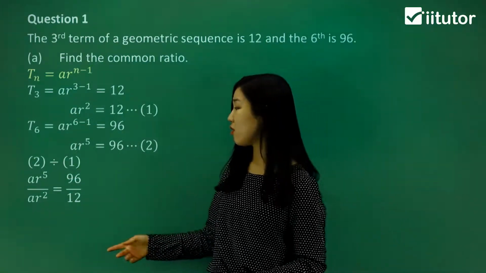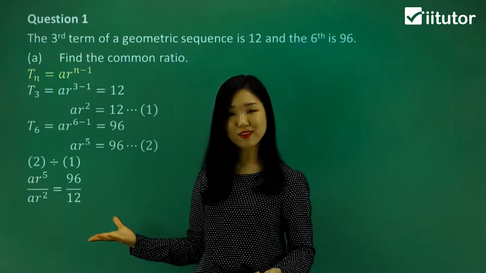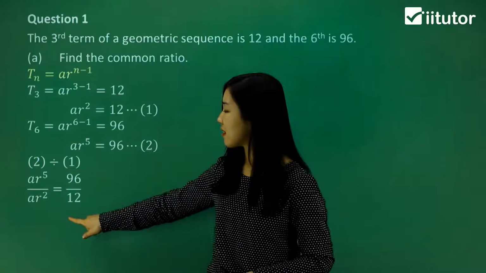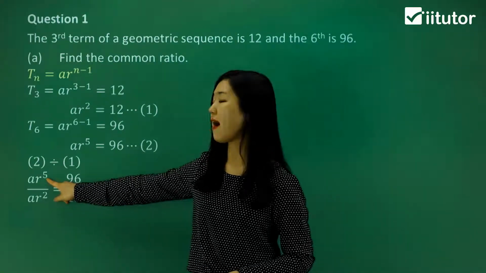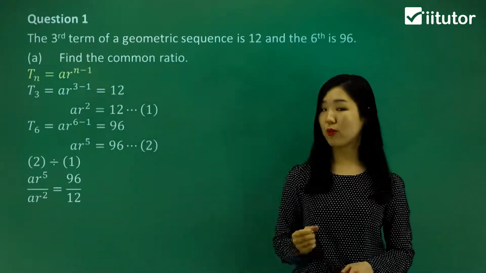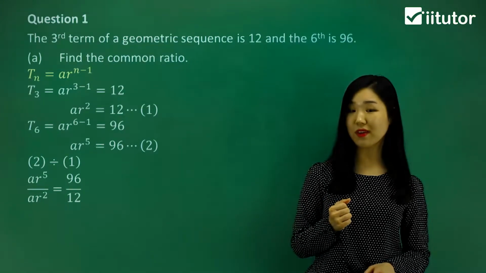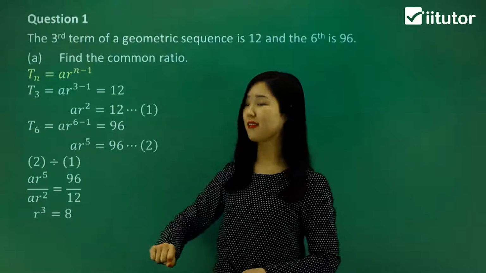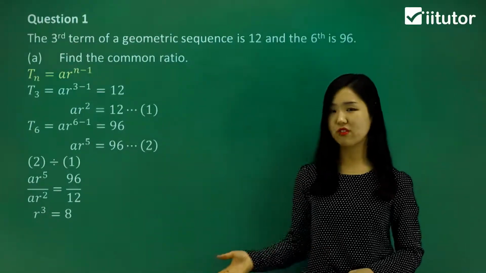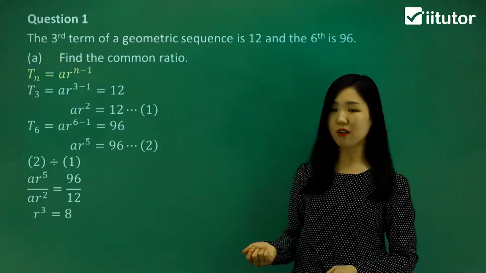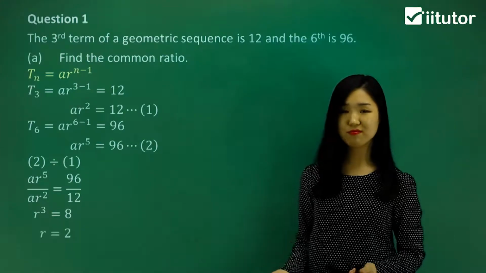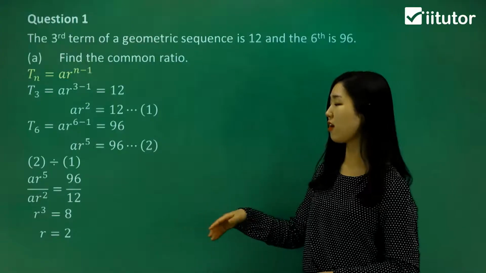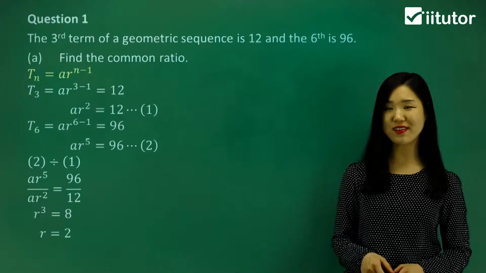And you can see, as I've told you, the a's actually cancel out, which is good because we just want to solve for r, the common ratio, don't we? So you can see that the a's cancel out. r to the power of 5 divided by r to the power of 2. We subtract the indices when we're dividing, don't we? So 5 minus 2 is 3, so we've got r to the power of 3 on the left-hand side. And 96 divided by 12 is just 8, guys. So guys, what's r? What cubed is 8? Must be 2. So the common ratio is just 2, guys. We've found the common ratio simply using some simultaneous equations.